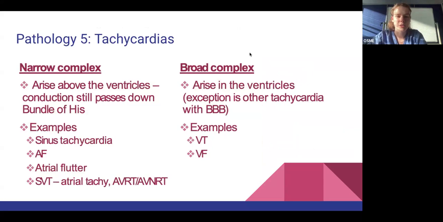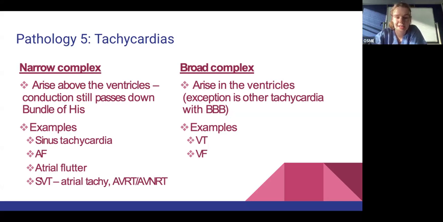So we're going to talk about tachycardias. They can be a bit tricky, but once you get your head around them, it's fine. So we're going to separate them into narrow complex and broad complex. Narrow complex tachycardias arise above the ventricles, and then the conduction can still pass down the bundle of His.